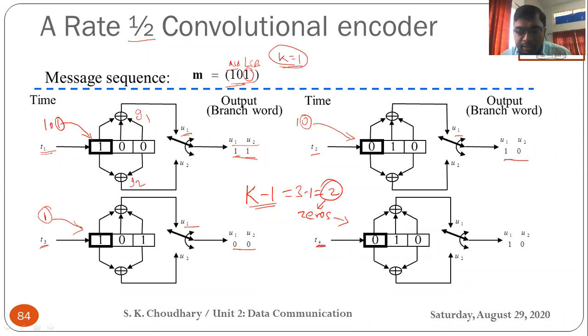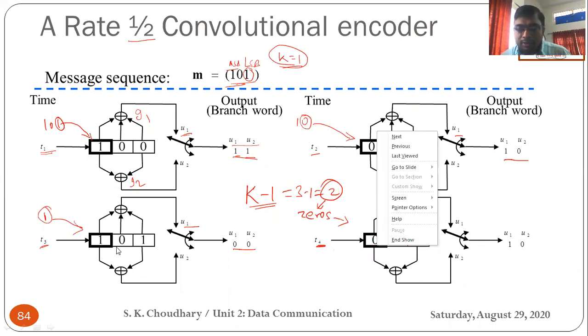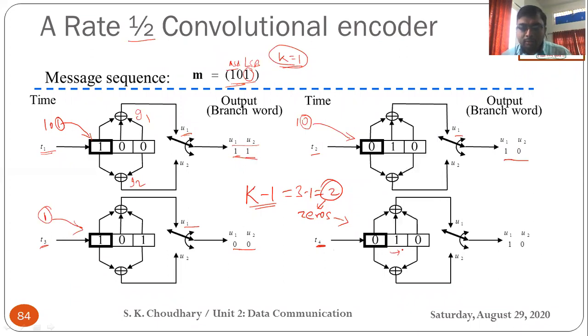So at time T4, the first 0 would enter here. So this 1 is shifted here, and this 0 would be shifted here. So now the status is 0 1 0. So U1 and U2 would be updated. It is 1 0 now. It is a redundant 0, or flush bit zeros. It is not the actual message. The actual message ends at time T3.